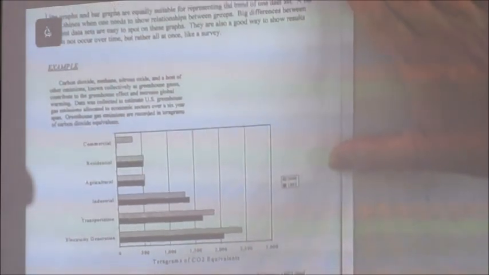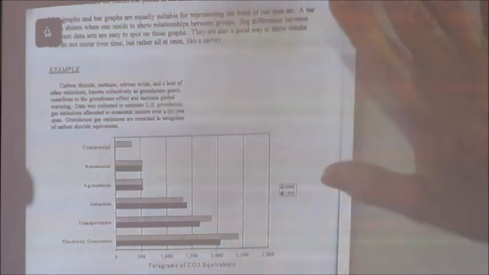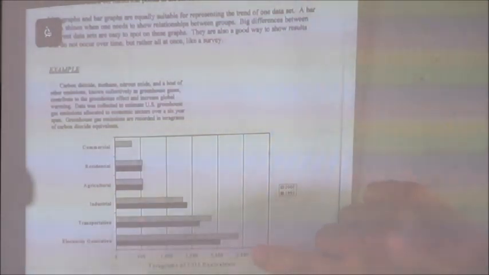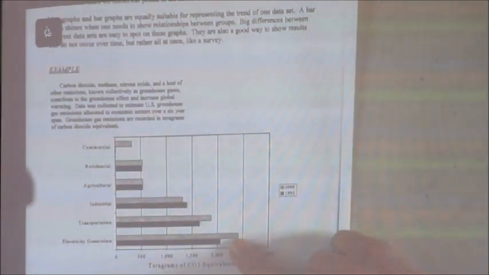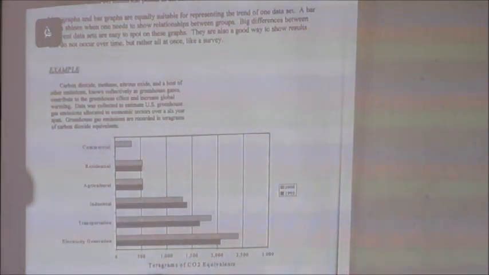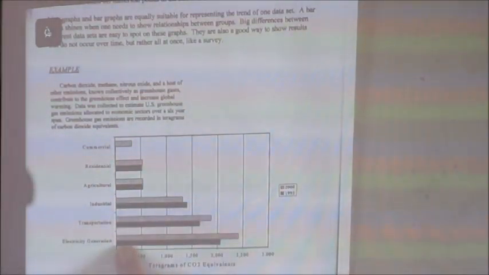Another type of graph that's commonly seen in ACT science is the bar graph. Bar graph is good when you are comparing sets of data, and the height of the bar shows the concentration or shows the amount of the dependent variable. So you see in here again they are comparing the concentration of carbon dioxide at different sectors, and as you see the height of this bar graph shows the concentration of carbon dioxide.